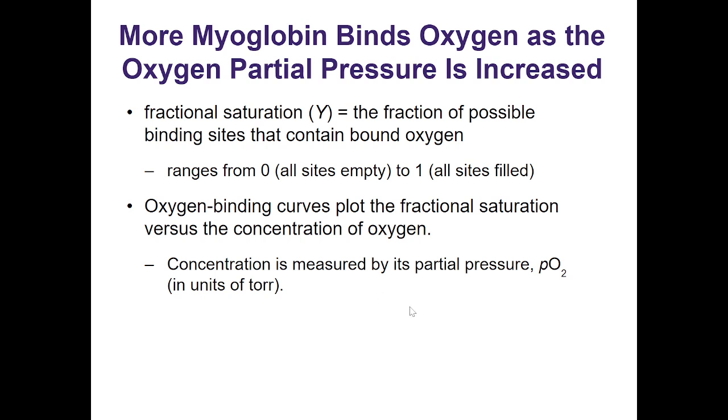The oxygen binding curves are going to plot the fractional saturation versus the concentration of oxygen. Again, they're going to be that same equilibria binding curves that we talked about before, right? The concentration is going to be measured in these cases by partial pressure, because that's the easiest way of determining the oxygen concentration. Because oxygen is typically a gas, right? And so we'll get the partial pressure, P, of oxygen, O2.